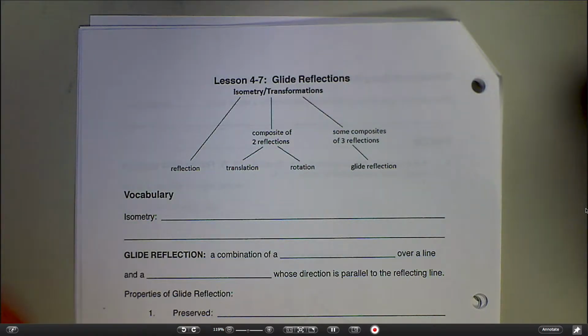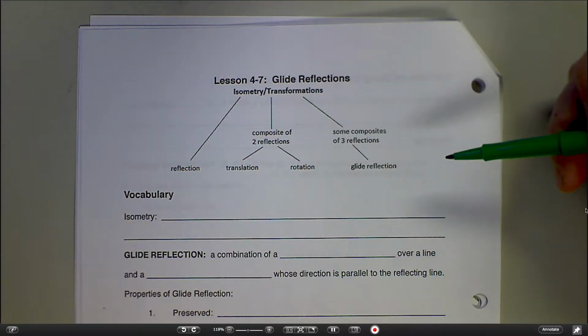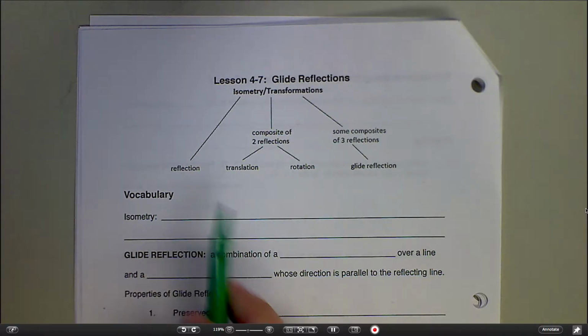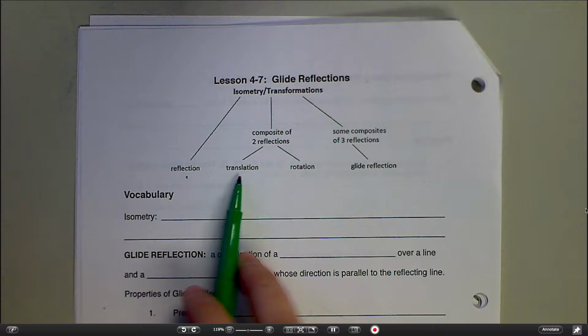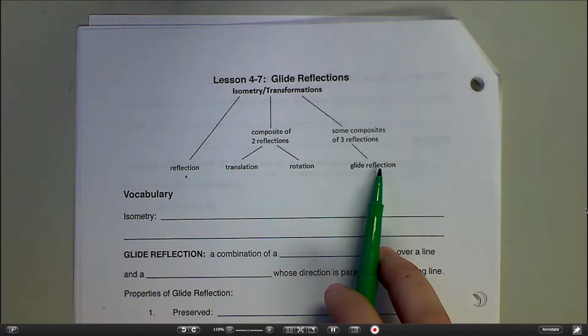We're going to kind of go back through all the different types of transformations that we've learned so far, and then we'll finally bring it to the glide reflection and get that last one. So we have this nice chart here at the top that actually kind of explains where all these different transformations we've talked about have come from. You see along the bottom here we have reflection, we have translation, we have rotation, and then finally we're going to have our glide reflection, which is the one we're talking about today.